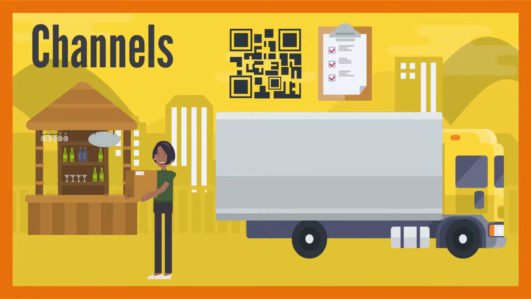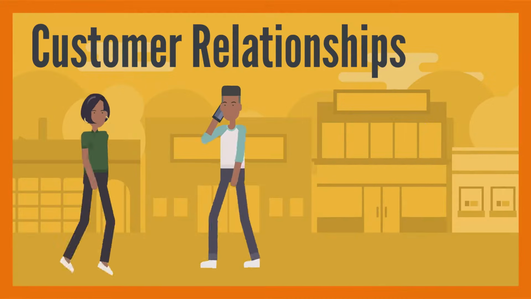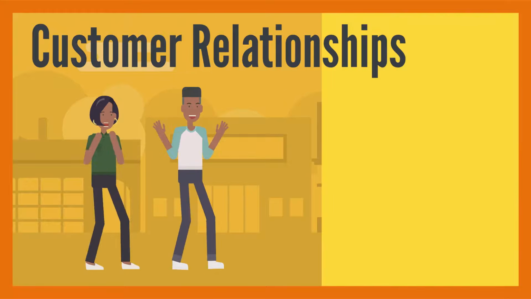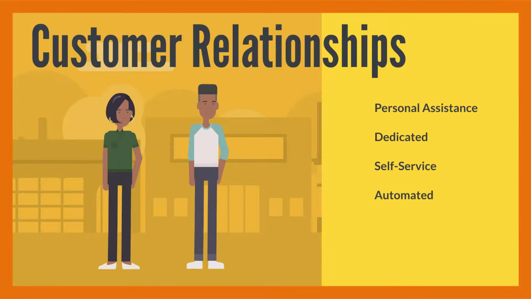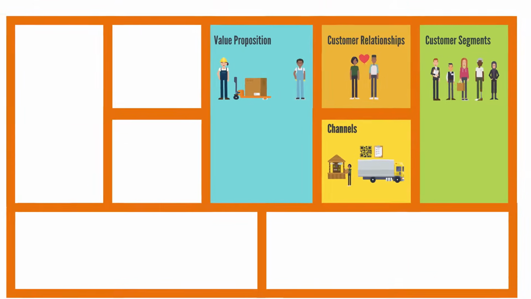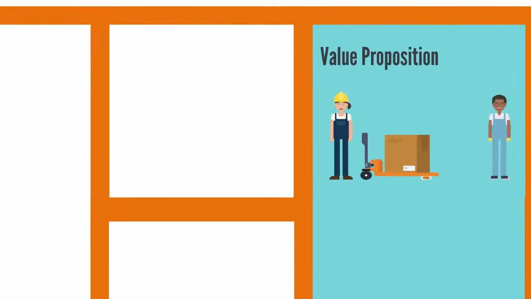Each customer segment will expect a different type of experience when they engage with your business. And this is explored in the next building block, customer relationships. How does your organization interact with each of your customer segments? This can range from a personal interaction to self-service or automated experiences, or it could include a more collaborative relationship through a sense of shared communal experience, or even working with customers to jointly create offerings.